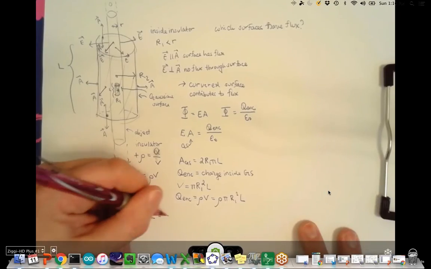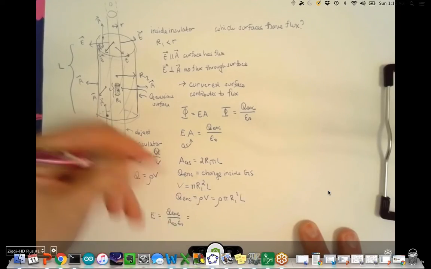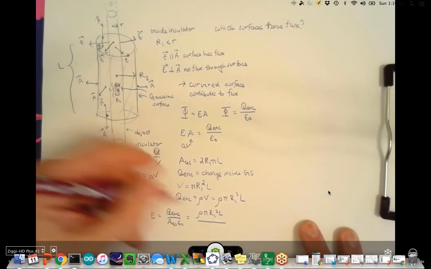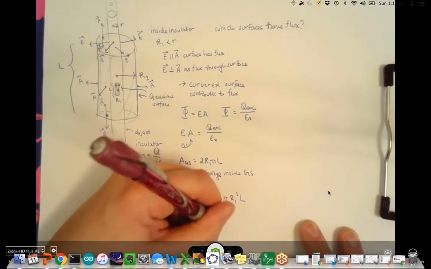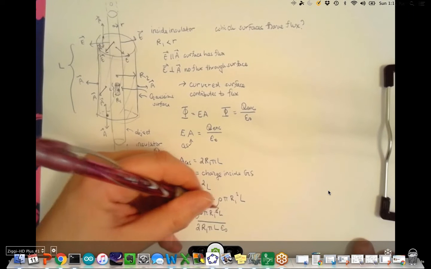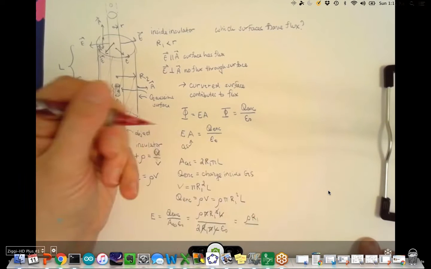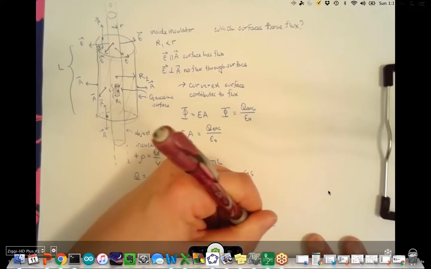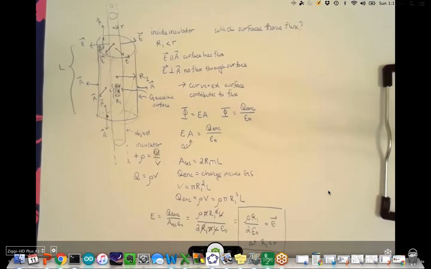So E is going to be Q enclosed over the area of the Gaussian surface times a constant. So that's going to be rho pi r1 squared L divided by the area, which is 2 r1 pi L, times epsilon naught. So let's see. R1 is going to cancel, and L is going to cancel, and a pi is going to cancel. This is leaving us with rho r1 over 2 epsilon naught. All right, so that's going to be the electric field at r1, which is smaller than the radius of the entire Gaussian surface that we drew.